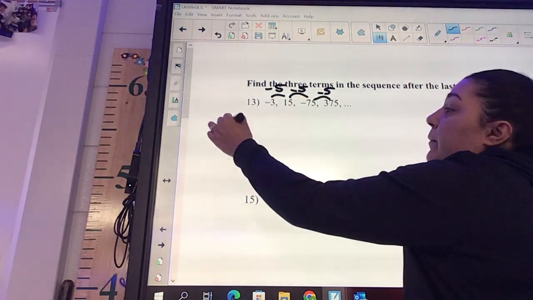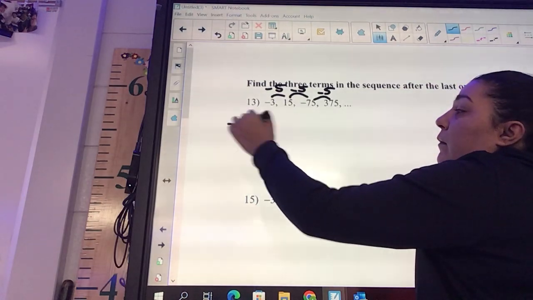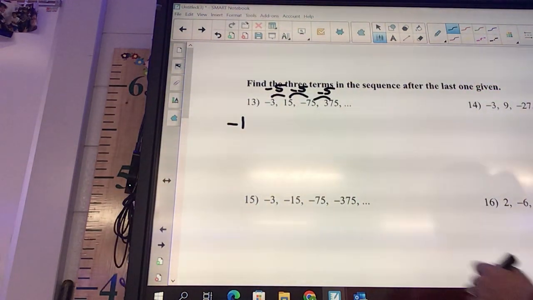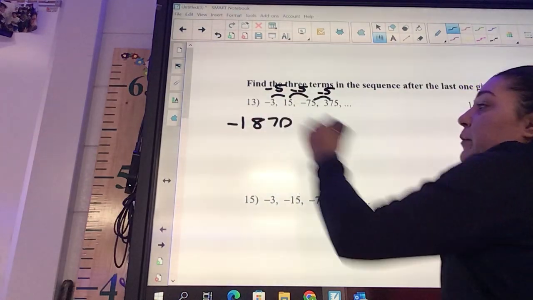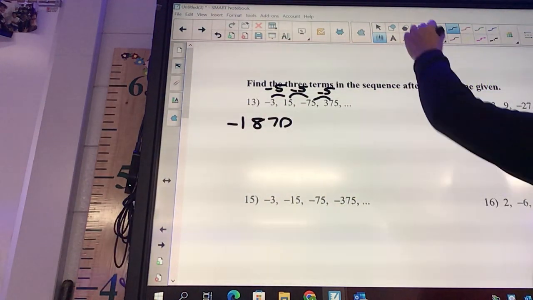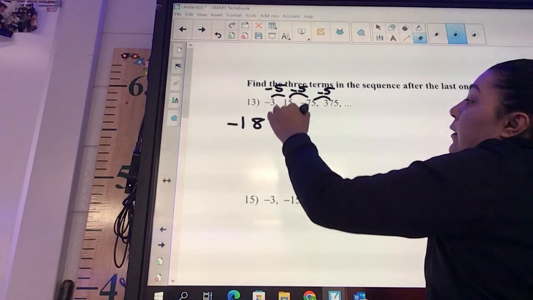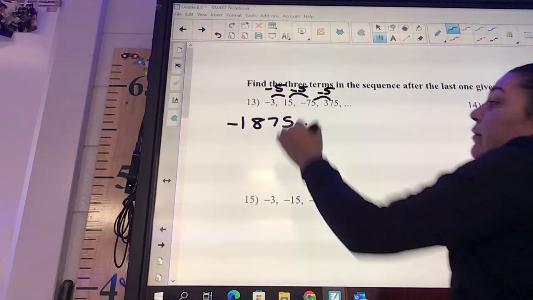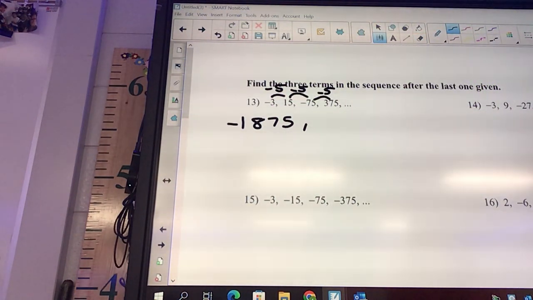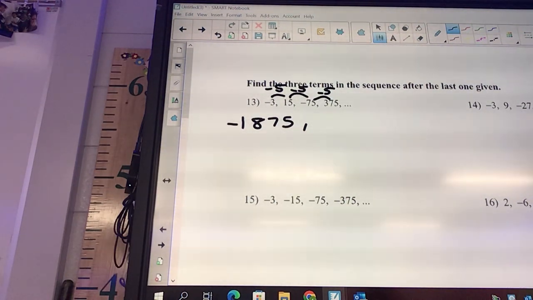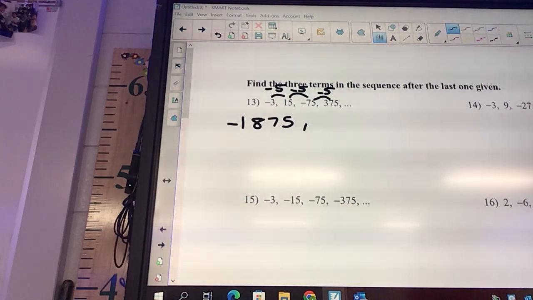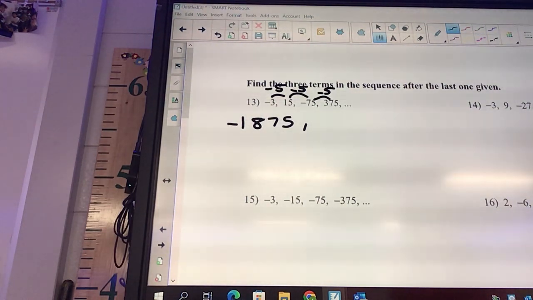Negative what? I got 1,000 something. 1,875. Somebody agree? Now, on your calculator, don't erase, hit times 5. You don't even have to type it all in again. Okay, if you did erase, you're going to type in 1,875 times 5. Okay, so what is the next one going to be?